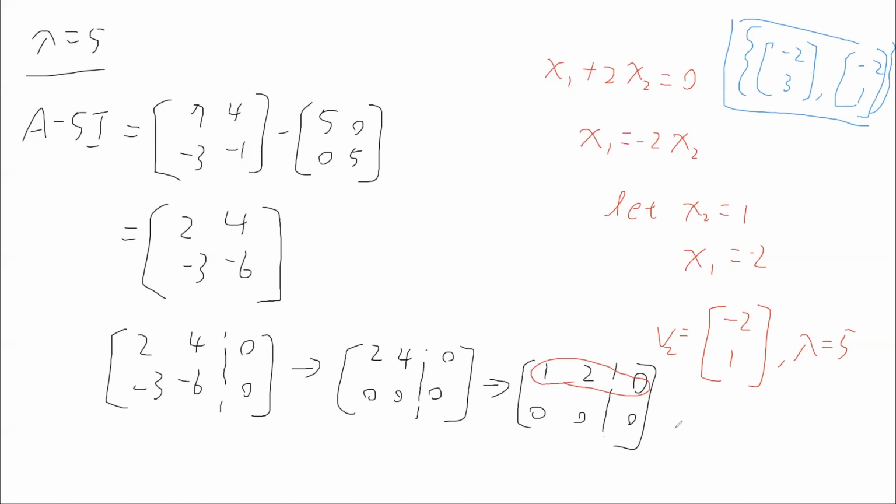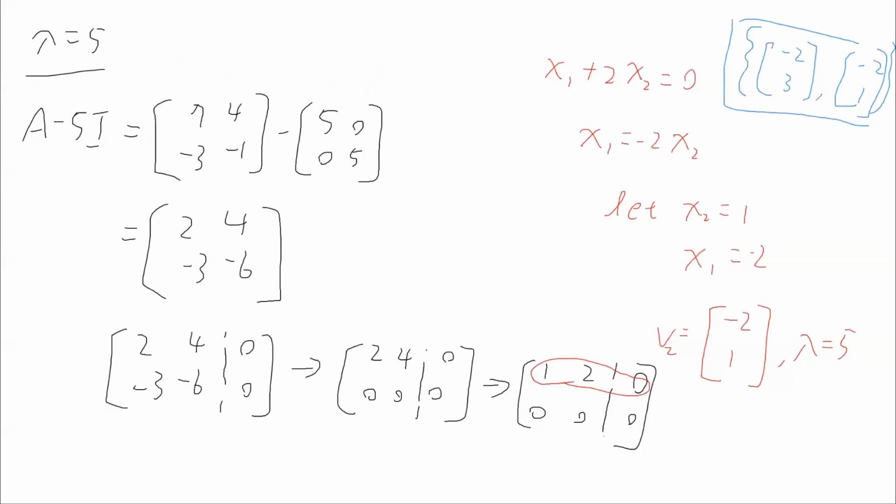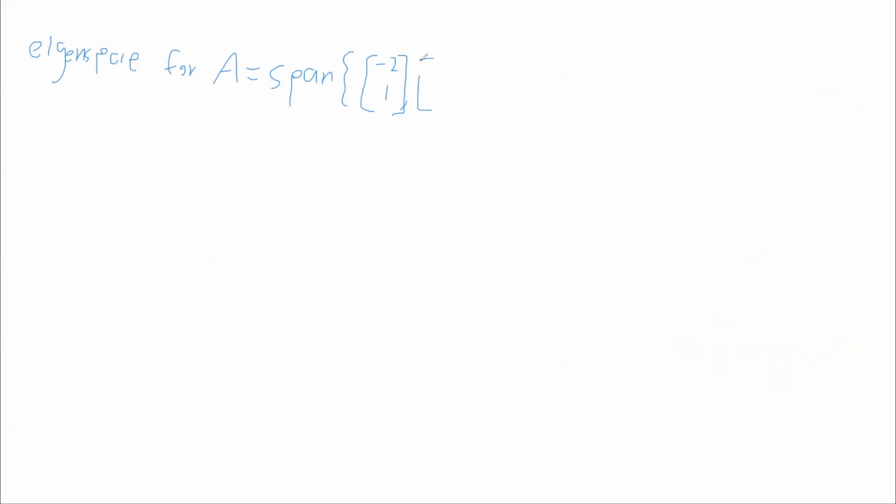So we can say that the eigenspace for A is the span of those two vectors, -2, 1 and -2, 3. Okay, there you go. That's example 2.